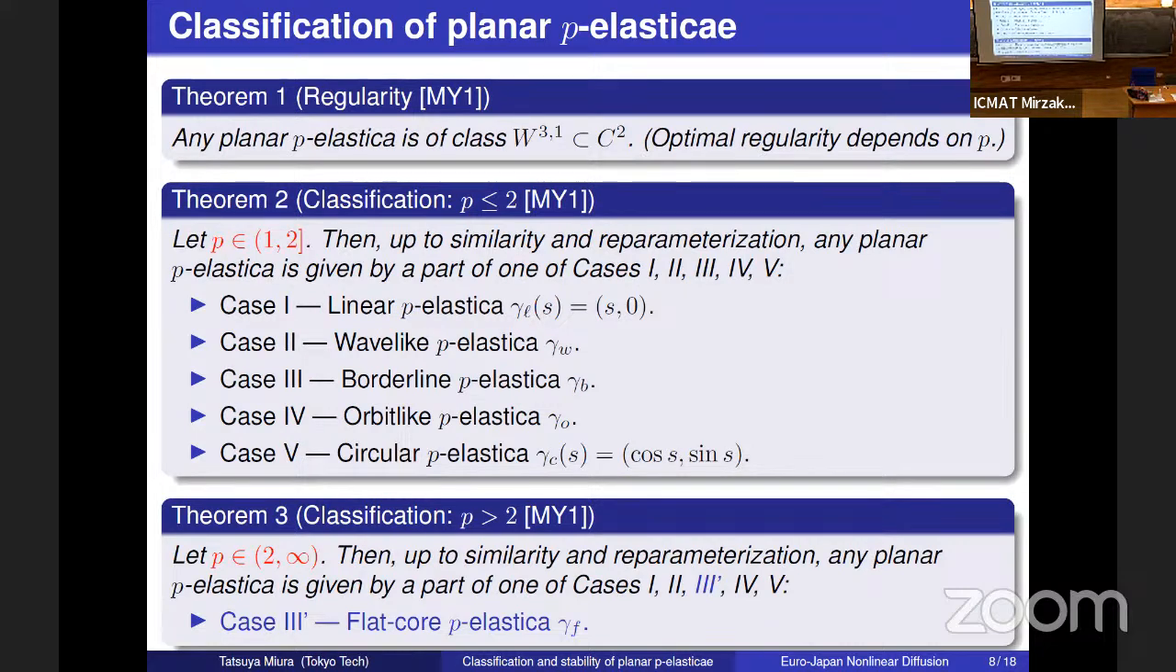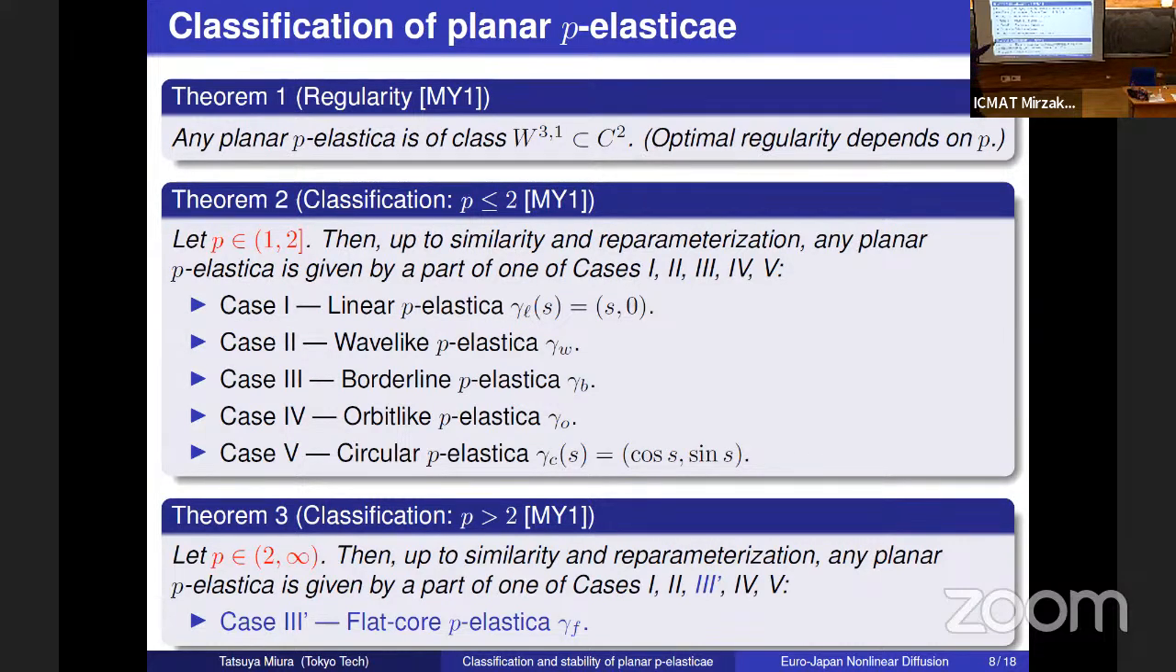And more importantly, we have obtained a series of explicit formulae for planar p-elastica. One point is that we have a threshold. Actually, the non-degenerate case and the degenerate case have different kinds of curves. In the non-degenerate regime, meaning that p is less than or equal to 2, then after similarity and representation, any planar p-elastica is given by a part of these curves. And I just give you some explicit formulas for those curves.